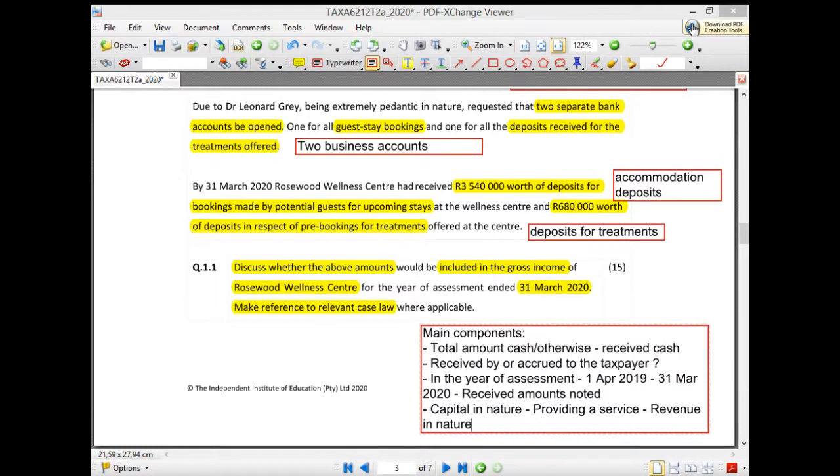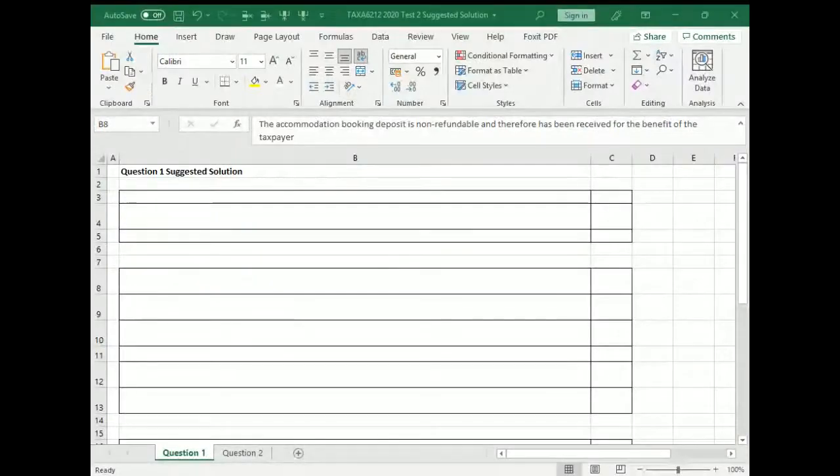Okay, I'm going to share the Excel file with you guys. Let me just know if you can see it before I continue. Okay, can you guys online see it now? Okay, then I'm going to continue.